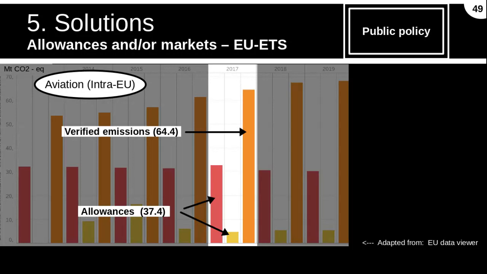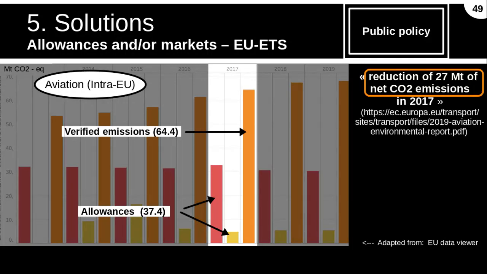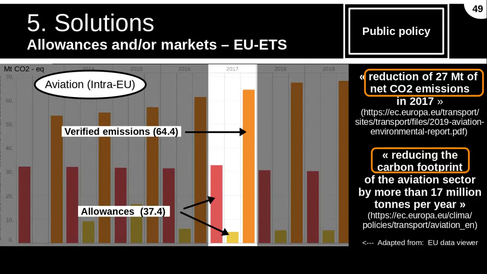Emissions are superior to allowances by 27 million tons of CO2, and this is possible because the difference was paid for. The EU said it had reduced net emissions of aviation and that it had reduced the carbon footprint of the aviation sector. But you must realize it's not a reduction of physical emissions, it's just payments for emissions reductions by other actors.